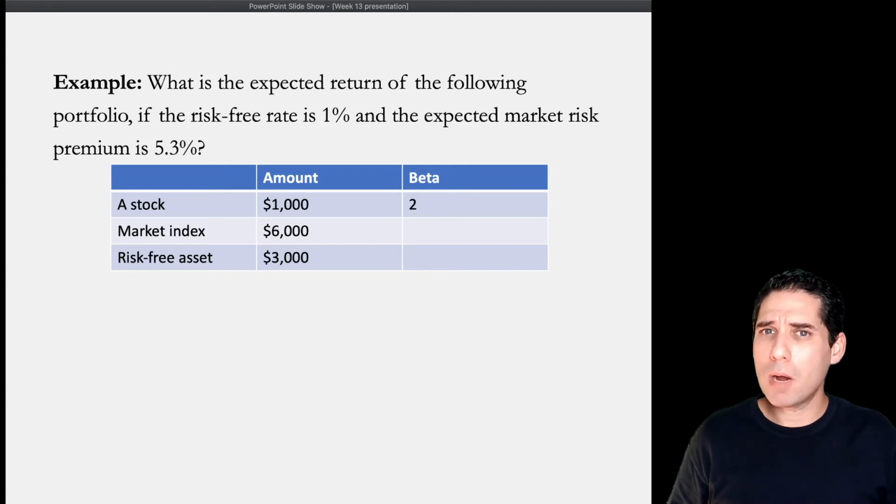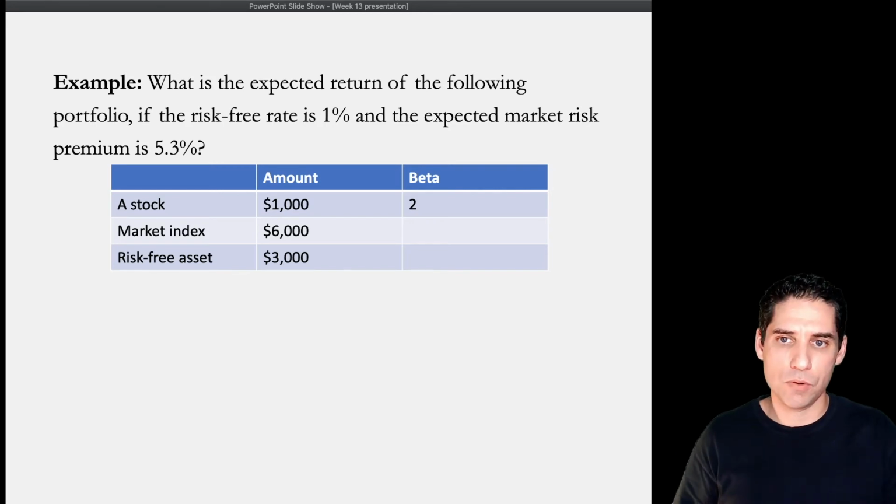There's something called a market index. So think about, for example, an S&P 500 index fund, which is a very common investment vehicle. We are putting $6,000 in it and the beta is not given. And then we have the risk-free asset. Think, for example, 10-year treasury notes. We are investing $3,000. So think about lending $3,000 to the US Treasury. And the beta is not given.